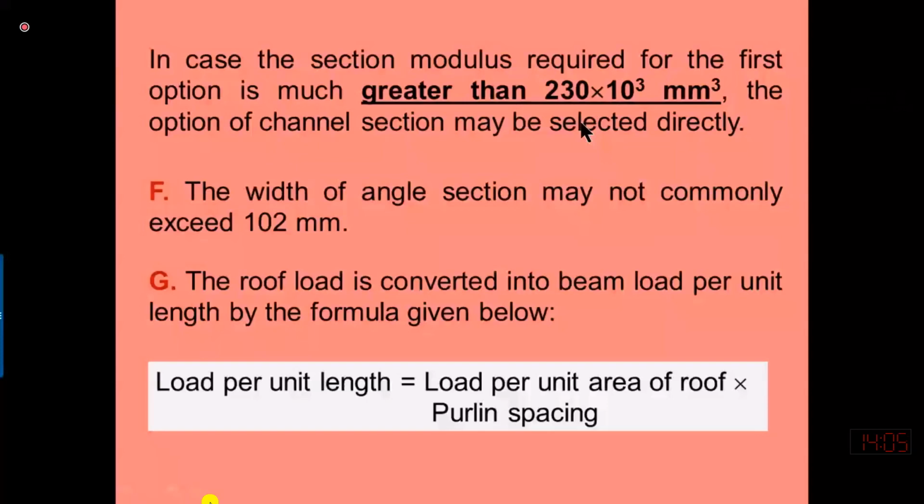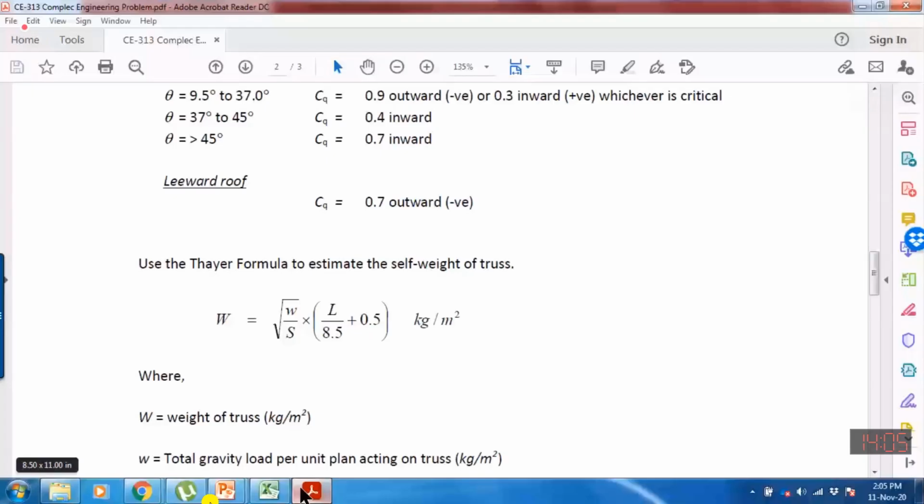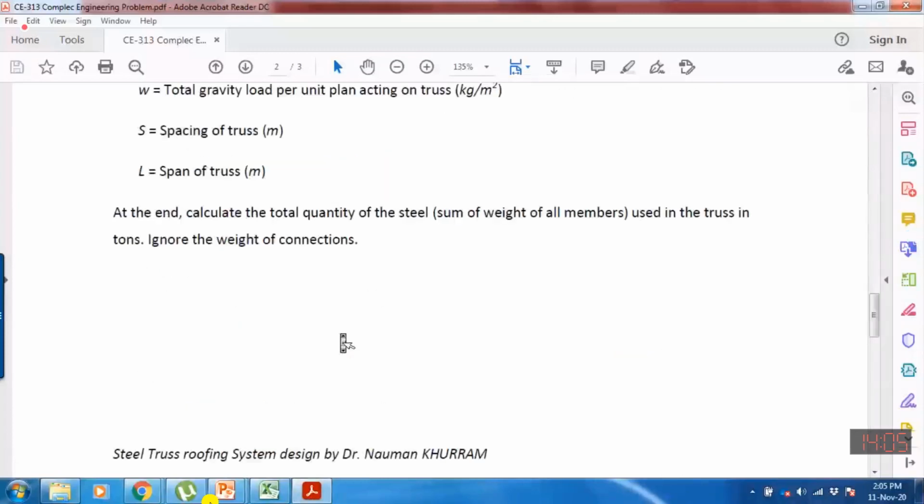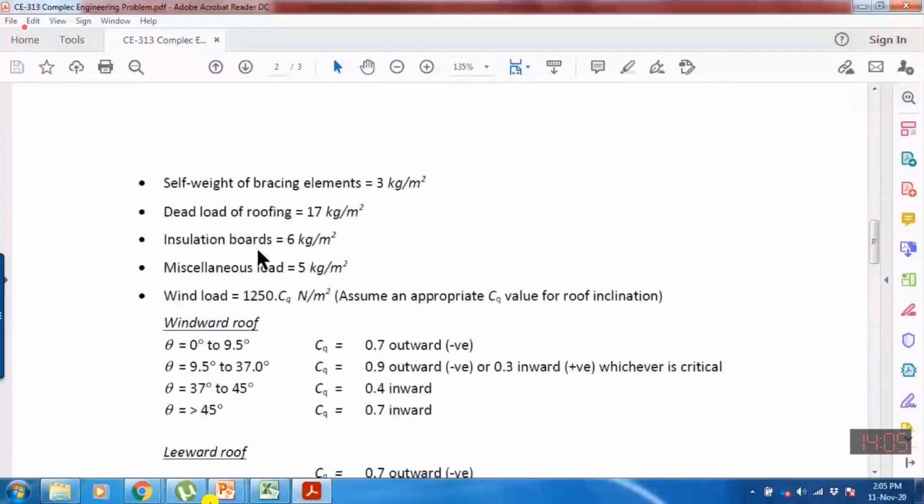So how to compute the UDL load? The purlin will be designed as a beam which is subjected to UDL load. All types of loads that we are given, just like here, are UDL loads. Where are the loads? Here, kilogram per meter square. So we need to convert this load into UDL. We will multiply this load by the total width of the roof sheeting supported by a purlin. I have already explained that.